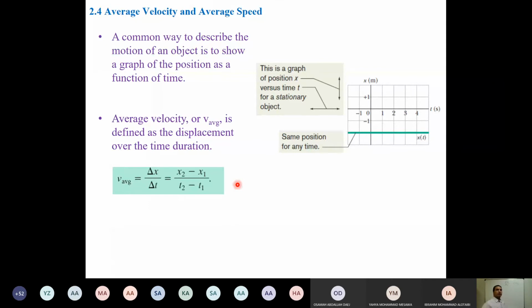So whenever we are talking about the average speed, for example, then it is again the distance divided by time. Whenever we are talking about the velocity, it is displacement divided by time. Velocity is a vector quantity and speed is not. Speed is a scalar quantity.